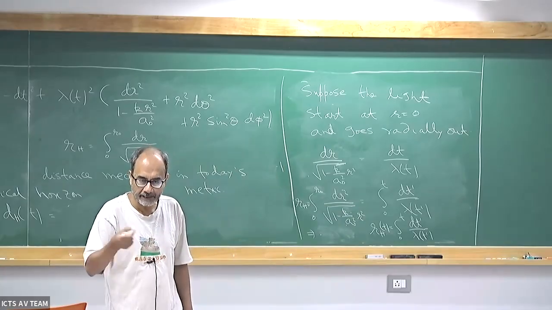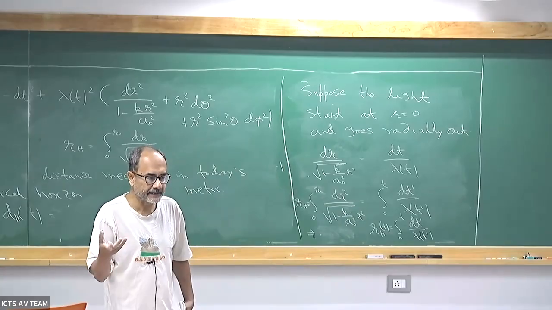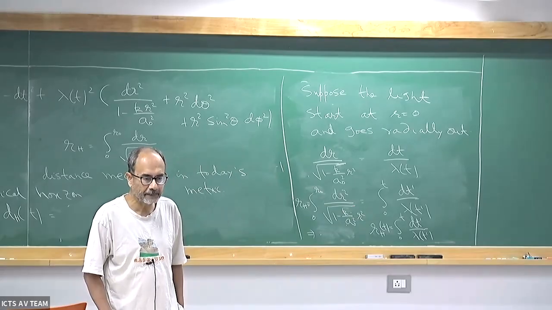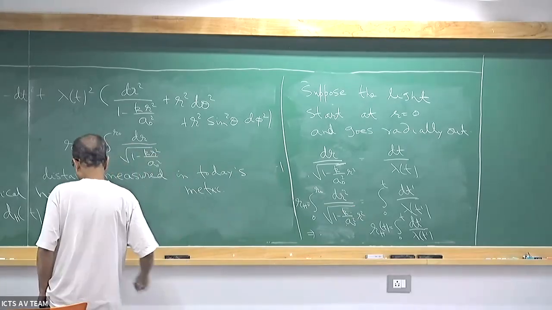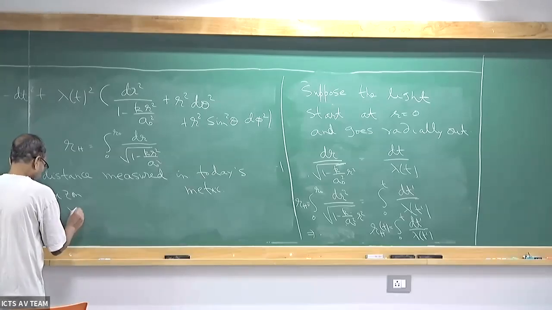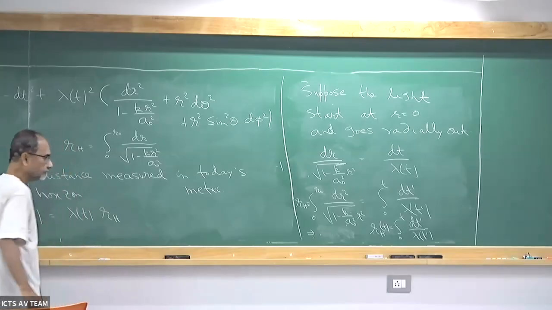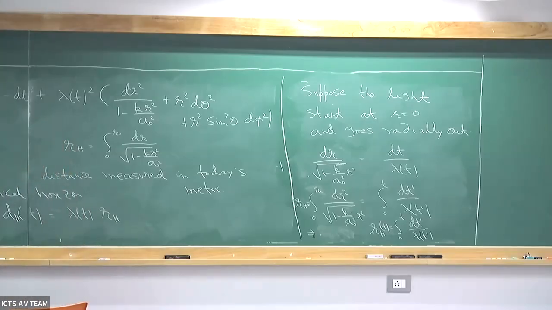The confusion is because you have to convert this to the actual physical distance that it corresponds to. From 0 to r naught, how much physical distance does it correspond to at time t? Multiply that by the scale factor. So the physical horizon is lambda of t times RH. Is this clear? It's the simplest possible answer you can think of.